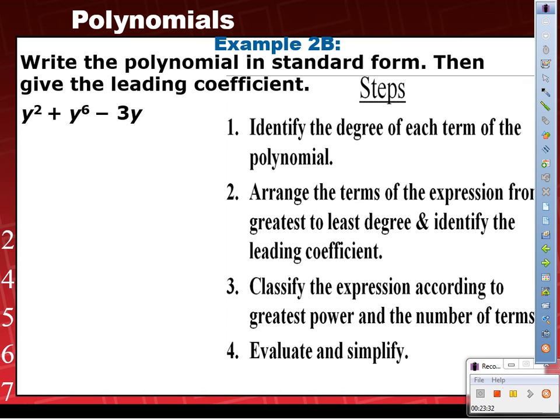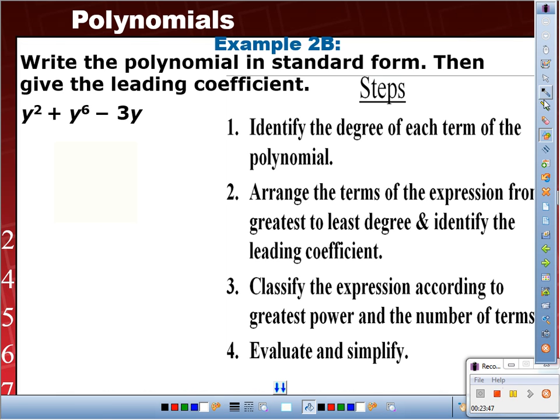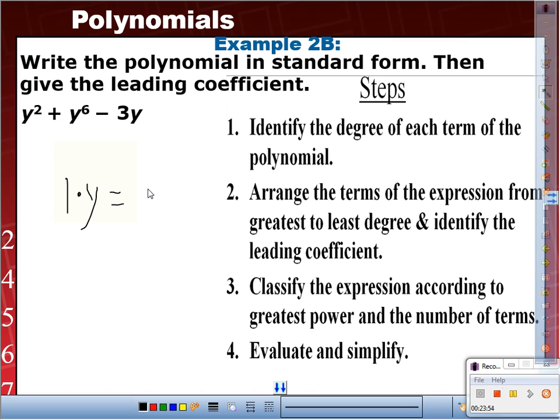Yes? Why is it 1? Isn't that like the smallest one? Why is it 1? Because, remember, watch. Pay attention please, what is 1 times y? 1y? Or y. We no longer write the 1, but we know it's in there. Is that correct? So therefore, if you have y to the 6 plus y squared minus 3y, what's the invisible leading coefficient here? 1.